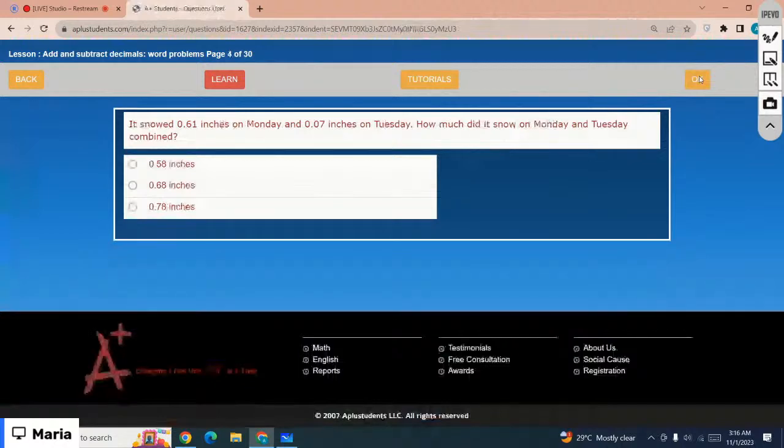Okay, it snowed 0.61 inches on Monday and 0.07 inches on Tuesday. How much did it snow on Monday and Tuesday combined? So, which is the correct option?